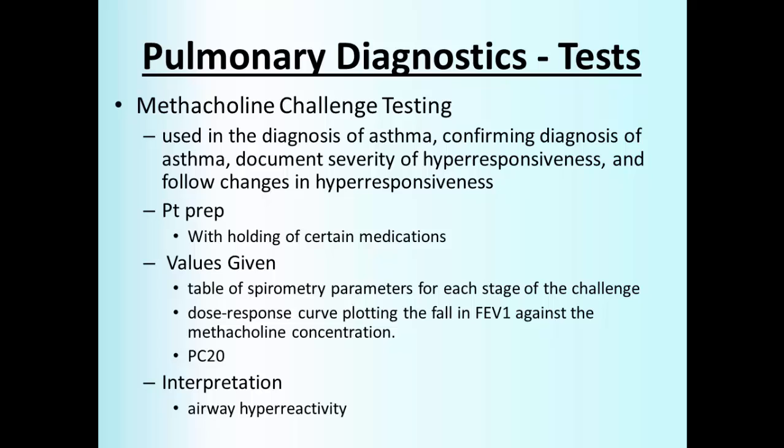Results are presented as both a table of spirometry parameters for each stage of the challenge and as dose-response curves plotting the fall in the FEV1 against the methacholine concentration. The reporting of the PC20 is the concentration that causes a 20% fall in the FEV1 from baseline. It is the usual method of expressing the result as being a positive test. So the 20% fall in the FEV1 from the baseline means it's positive.